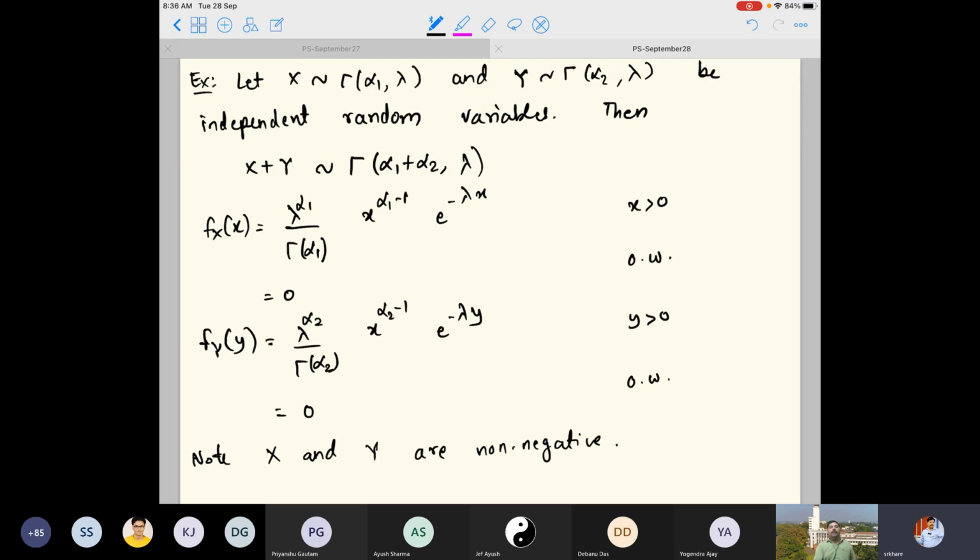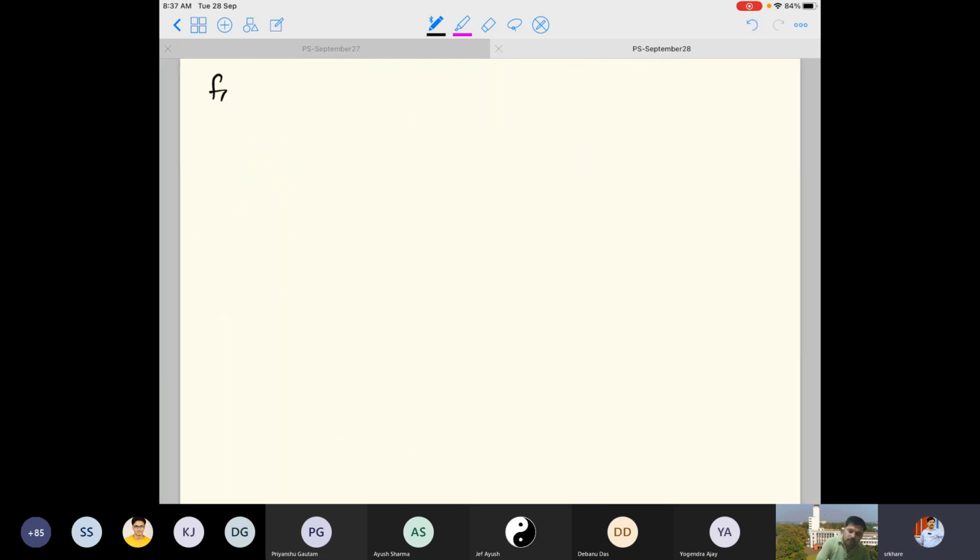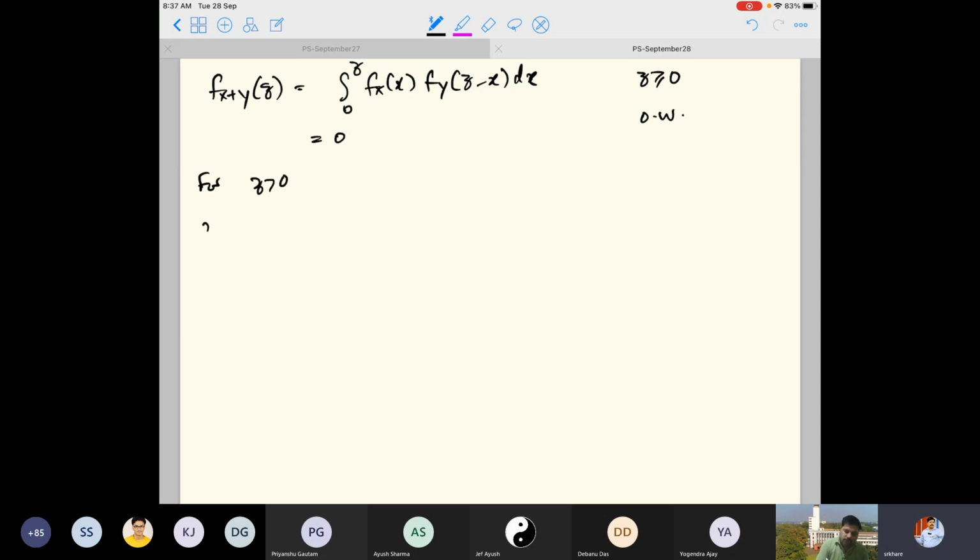Therefore, what is the density of X plus Y at z? So f_{X+Y}(z) will be equal to the integral from 0 to z of f_X(x) f_Y(z minus x) dx for z greater than or equal to 0, and is equal to 0 otherwise, right? That is how the density of X plus Y will look. So for z greater than 0, let us check.